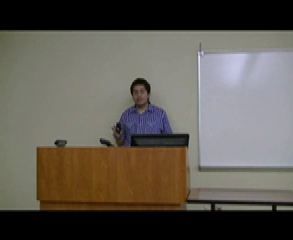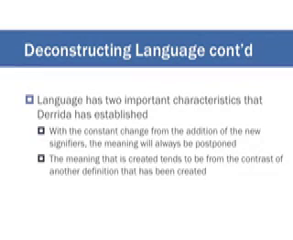Derrida has established two common characteristics for language. One is that with the constant change of adding new signifiers, you're never going to find a solid definition of a word because it's always going to be changing. Like you started off with a book, and then it goes into library, then it goes into reading, and the pages, and the definition just kind of shapes in a way.